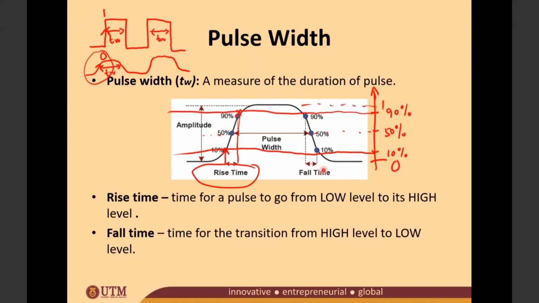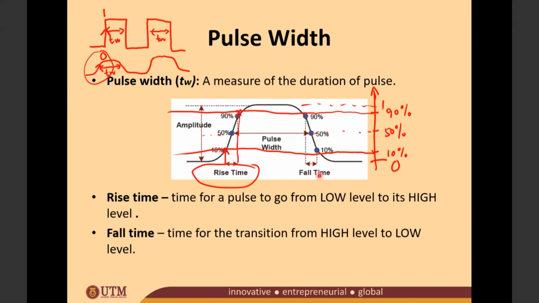What about the fall time? Sama juga lah. Okay, whatever value that intersect between 90% and 10% lines here, so this is what we call it as a fall time. Okay, the time for the transition from logic 1 nak jadi logic 0.